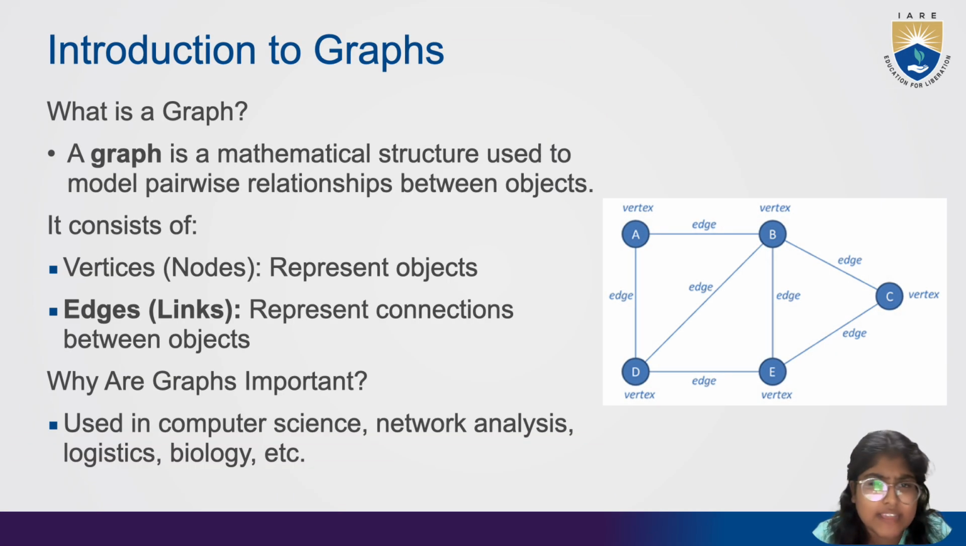So, what exactly is a graph? In simple terms, a graph is a collection of vertices and edges. Vertices, or simply nodes, represent objects. Edges, or links, represent connections between the objects. As you can see in the picture, the vertices A, B, C, D, and E could be separate objects that are linked by relationships or connections that we are representing through lines called edges.